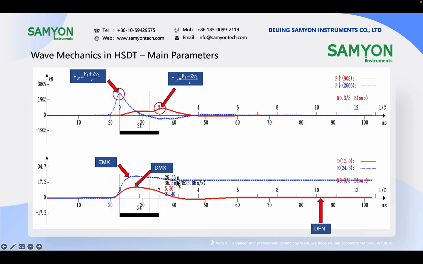And this blue plot is the plot for energy. So the maximum value on this plot is EMX. And the red one is the displacement plot. So the maximum value is DMX, and the final value is DFN.